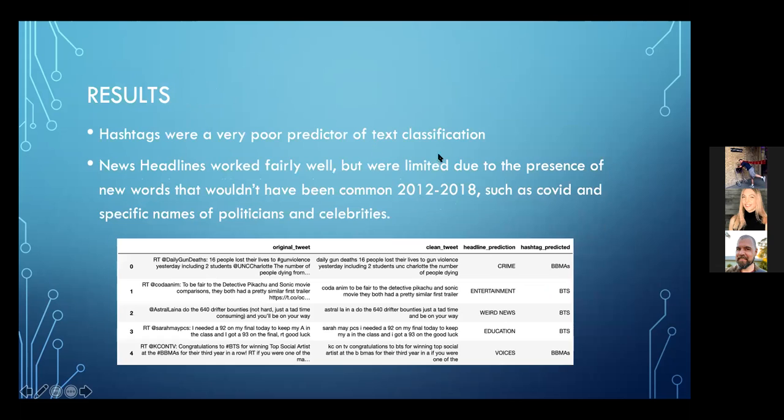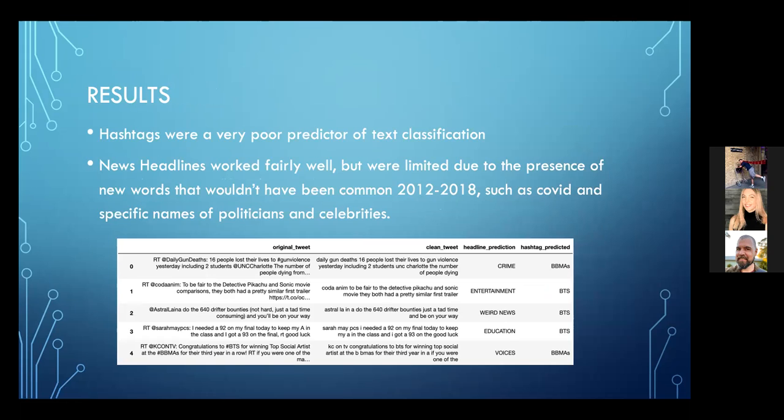And these are my results. Well, I just gave a little snippet of my results. So basically the hashtags were horrible. It maybe potentially would be a little bit better if I had more data, but they were really, really bad.